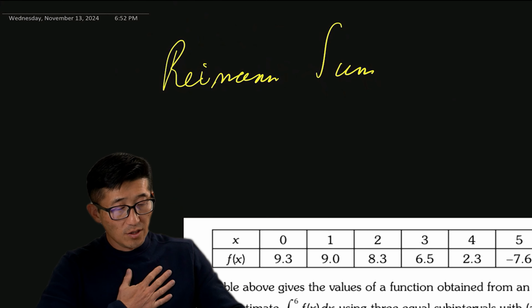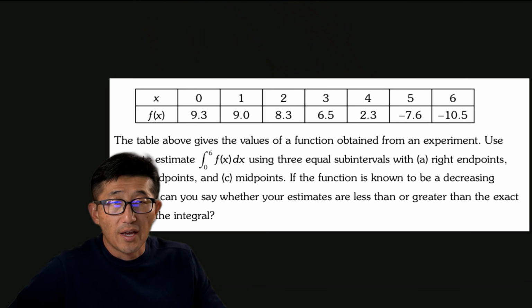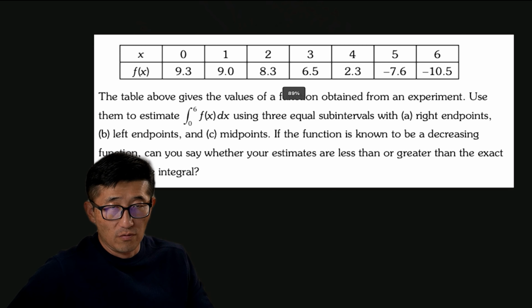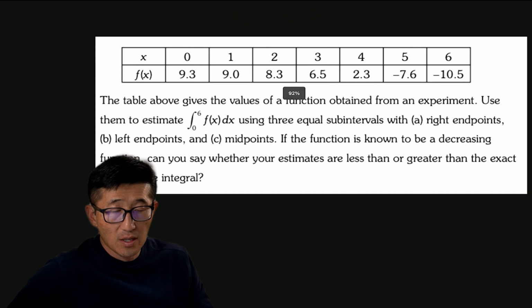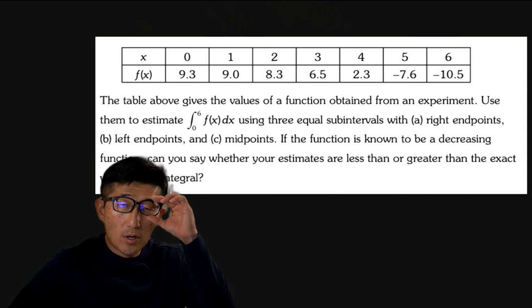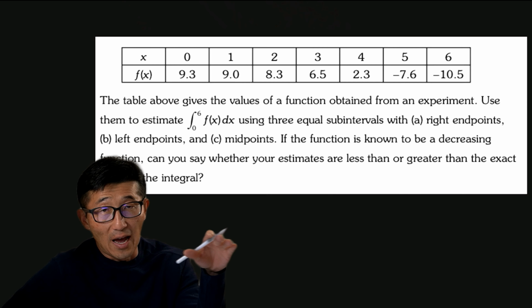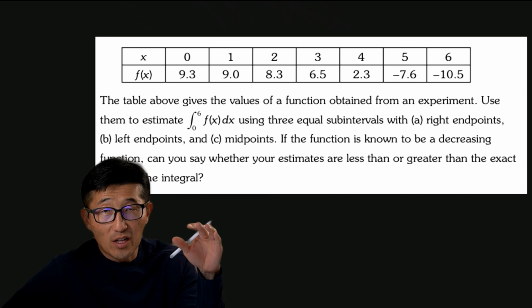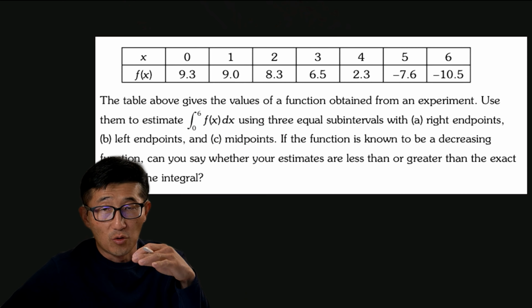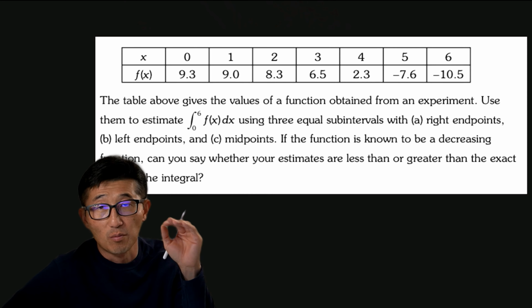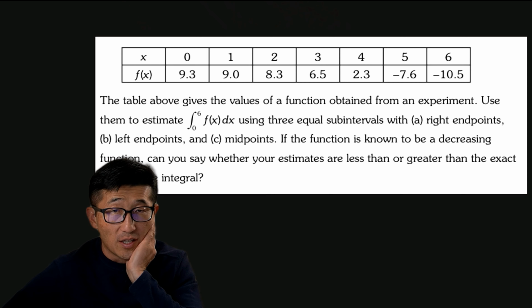All right, this is another Riemann sum problem, but this time using a table of values instead of an actual graph. Again, the most important part of the Riemann sum procedure is really the x-axis. The y values will usually either be given to you like this, or it'll be on the graph or in a function where you just have to plug it in. Everything else is pretty much the same in terms of setting it up.